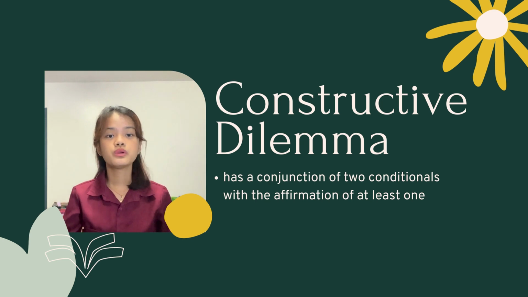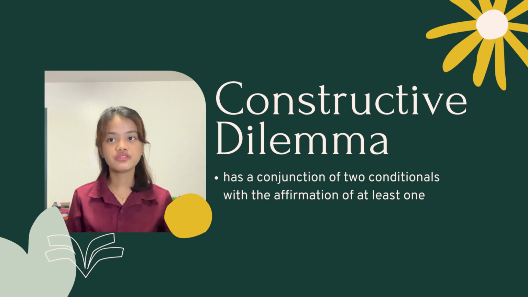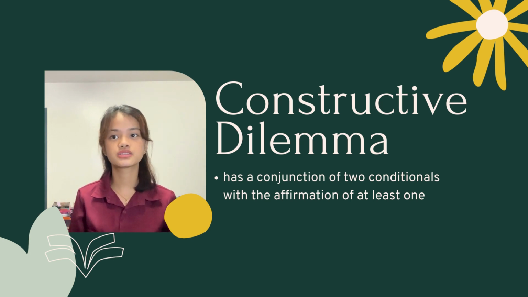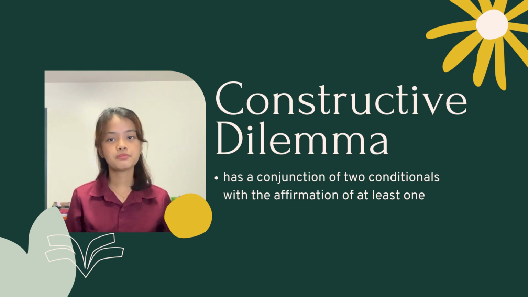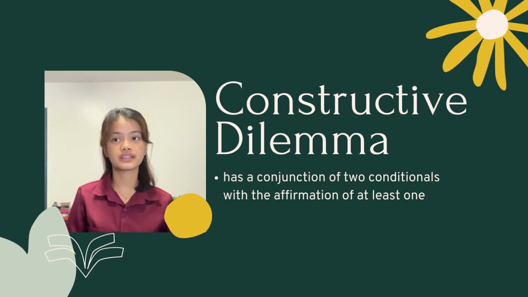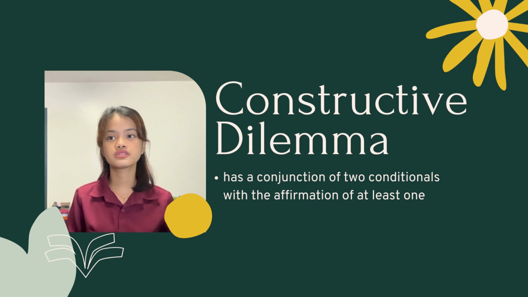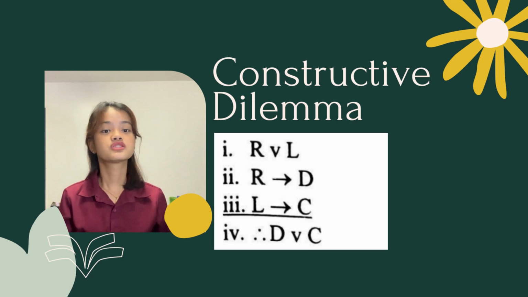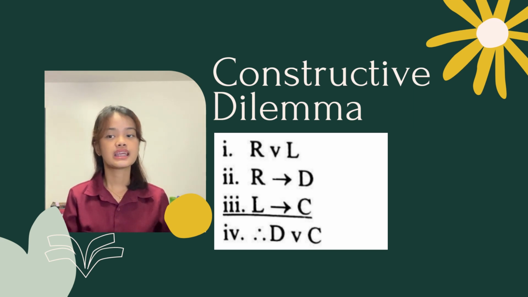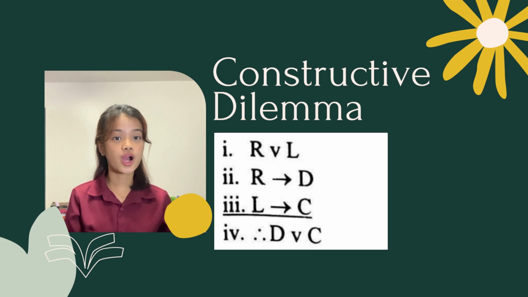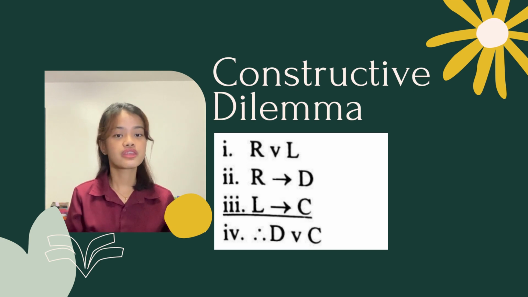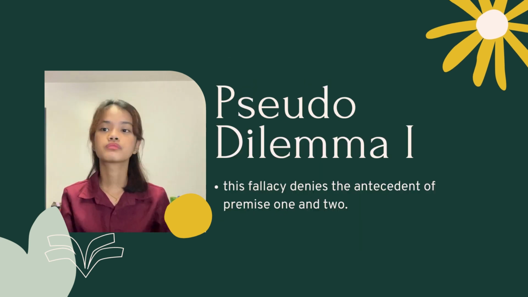Moving forward, we will now differentiate constructive dilemma from pseudo-dilemma 1. Constructive dilemma has a conjunction of two conditionals with the affirmation of at least one of their antecedents. This implies that at least one of the consequents is true. The logical form of constructive dilemma is a combination of two modus ponens. Its structure is as follows. First, either R or L. Second, if R, then D. Third, if L, then C. For our conclusion, therefore, either D or C.